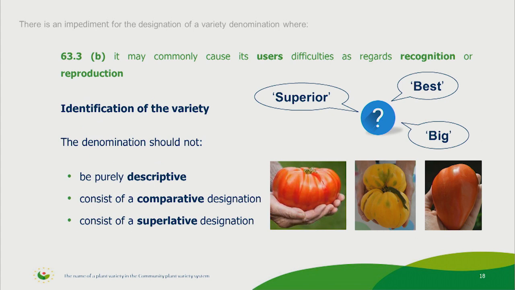So, as we have seen earlier, the function of the variety denomination is to identify a variety. Now, have a look at these three tomatoes. Are you able to identify the variety Superior, the variety Best, and the variety Big? Probably not, because these denominations are purely descriptive. In fact, they only refer to characteristics that could be common to all of them. So as a rule, a denomination should not be descriptive and should not consist of a comparative or a superlative designation, as it does not allow to identify a variety in particular.